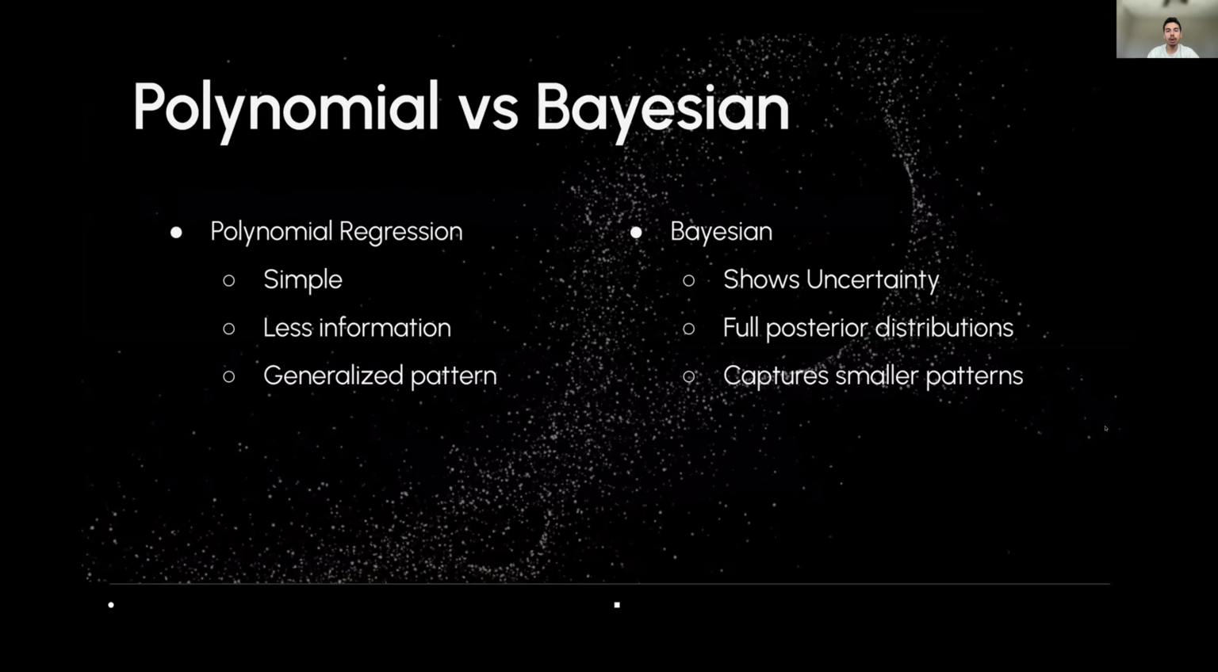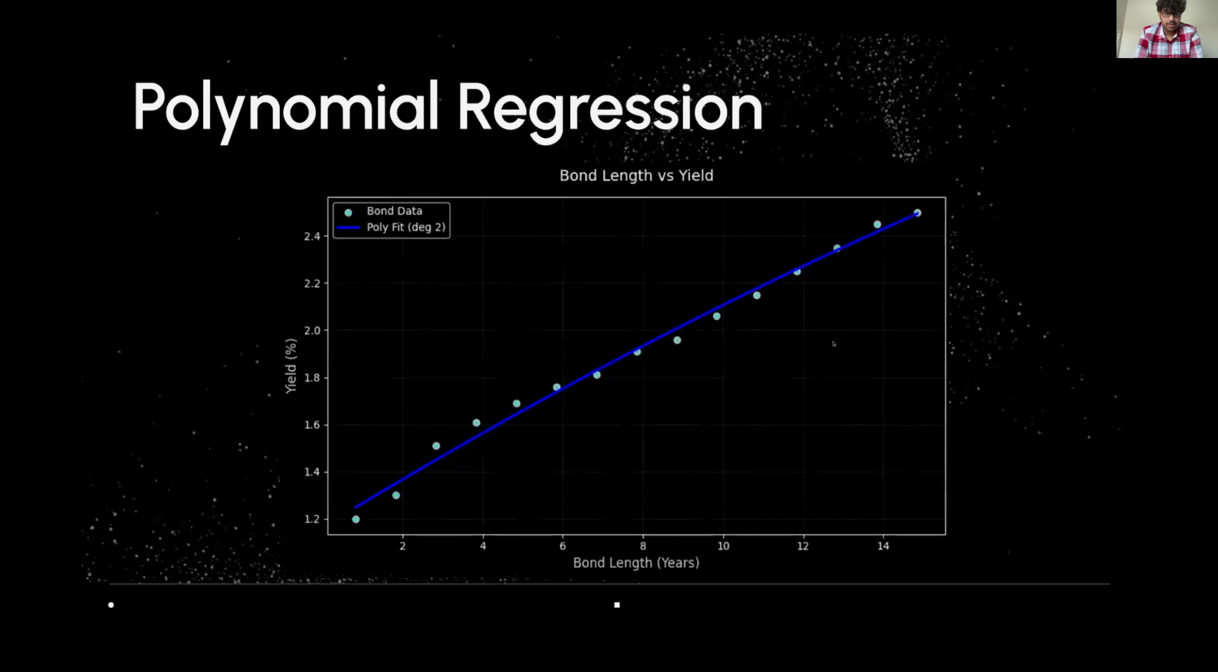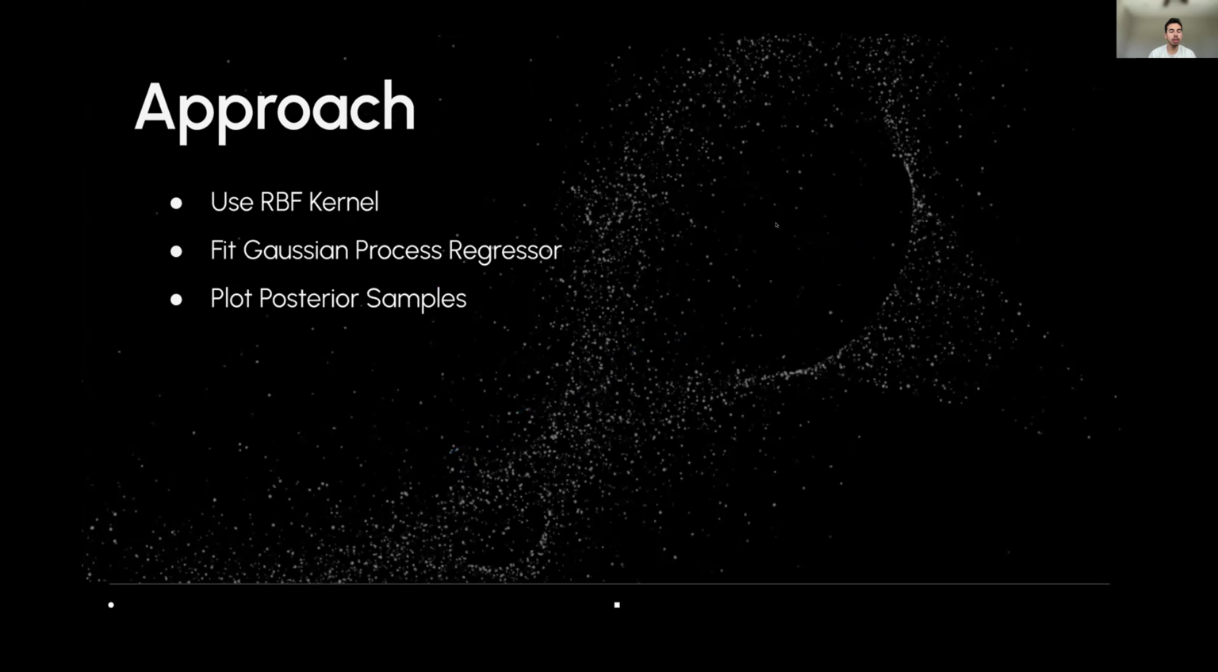First of all, I just wanted to go over why we're doing Bayesian instead of polynomial. Polynomial regression is very simple. It gives less information and it generalizes the overall pattern. Bayesian, on the other hand, shows uncertainty. It shows a full posterior distribution and it captures smaller patterns as well. In the polynomial regression plot, it's just a scatter plot. You have plotted some points from the data and you just join them into a line graph, where you're plotting the yield versus bond length. There isn't any more analysis done on this. So our approach was to use an RBF kernel, fit the Gaussian process regressor, and then finally plot the posterior samples.